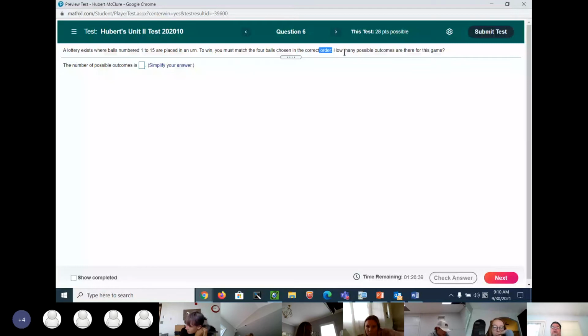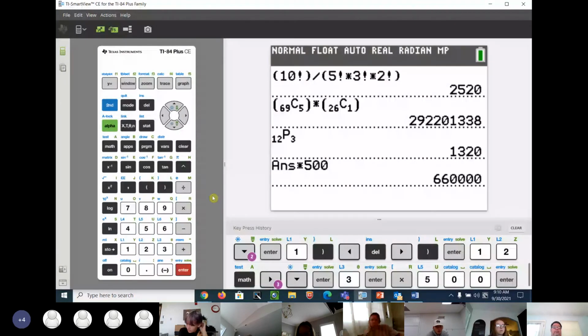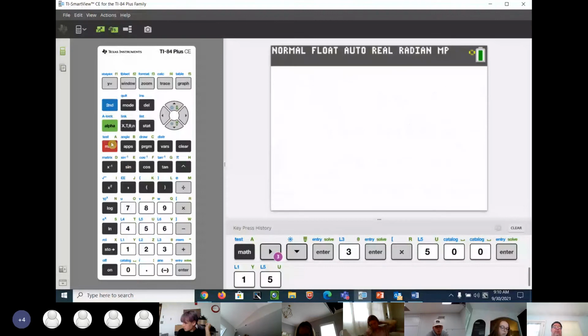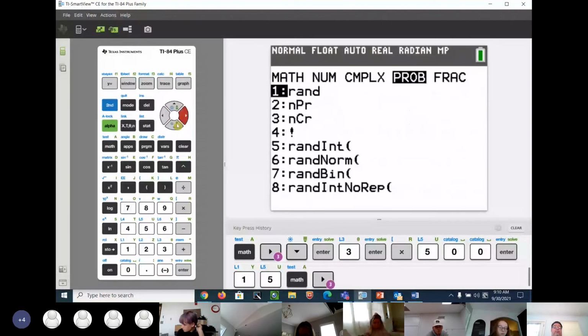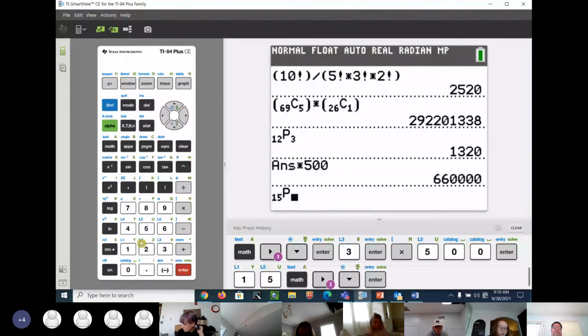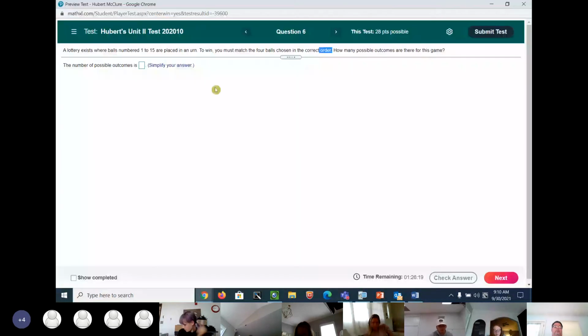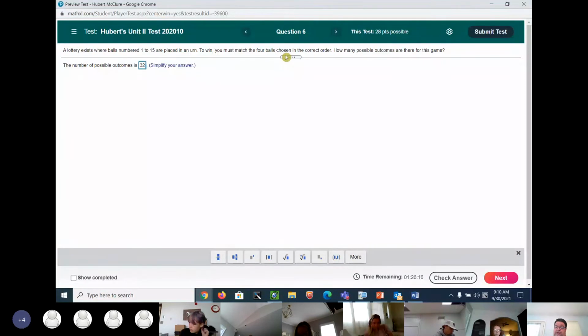Permutation. So somebody do that in your calculator. Do 15 permutation 4. 32,760.